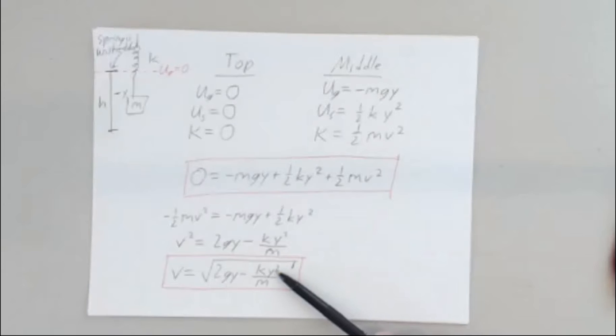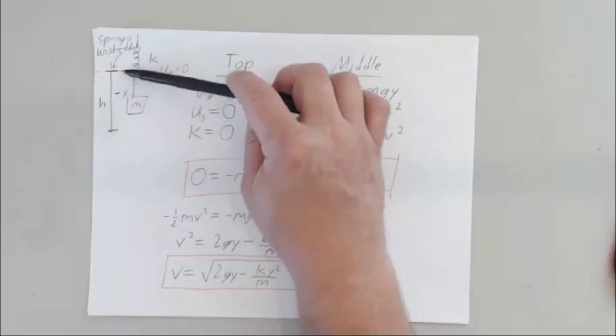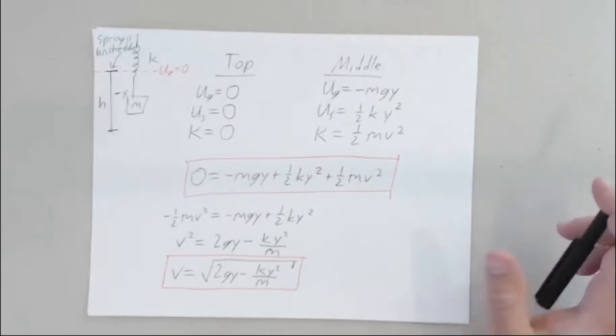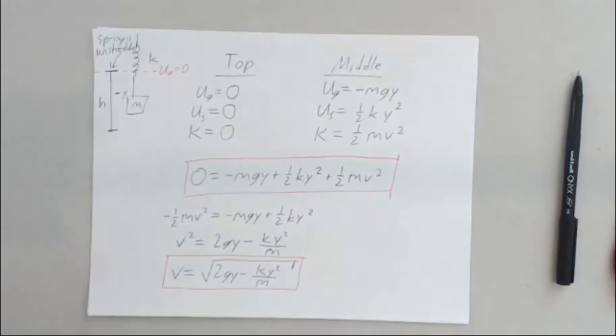How is position affecting it? Oh, I see. So position here is y, right? Okay. As you increase y, as the mass moves downward, y gets bigger, right? And so this term gets bigger, this term gets smaller, and eventually they catch up with each other. Let's plot this thing. I think it'd be useful to plot it.